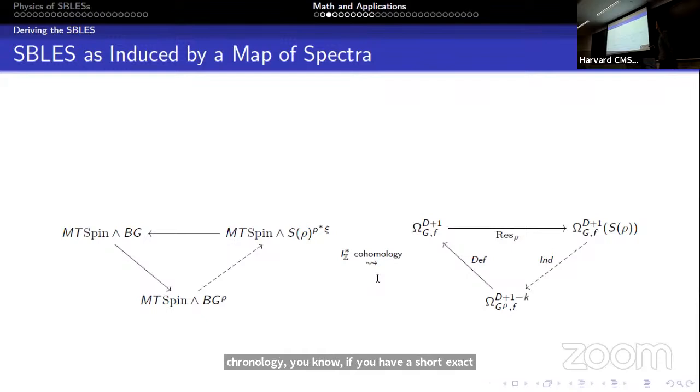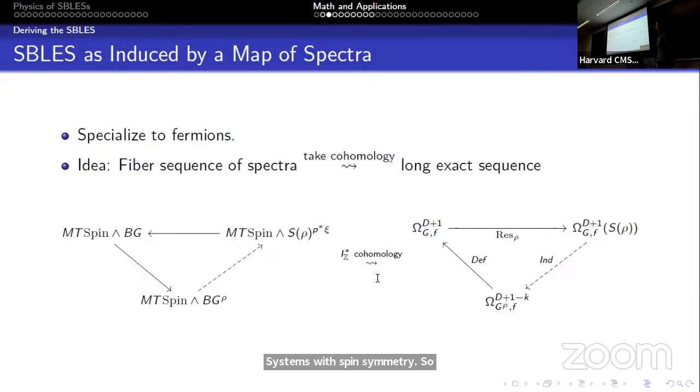So I'm going to specialize to fermions here. F for fermion, and I'm going to look at systems with spin symmetry, which I'll talk about. So the overall idea is that we construct a fiber sequence of spectra. We take cohomology in the appropriate sense, and we get this symmetry breaking long exact sequence.